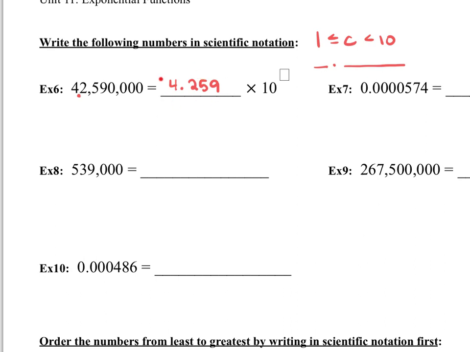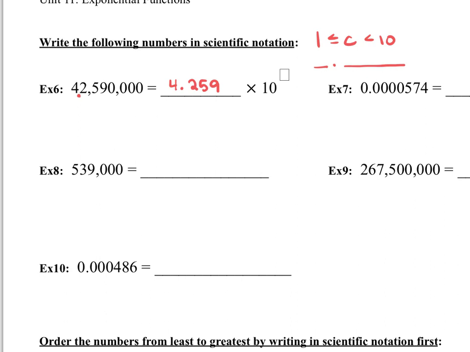Now I want to look at this and decide what would I want my reader to do if they were looking at this C value in order to get back to the number 42,590,000. Would I want them to move the decimal point to the left, making the number really, really small? Or would I want them to move the decimal point to the right, making the number really, really big? I would want them to move it to the right. So what that means about my power of 10 is that my power of 10 is going to be positive.